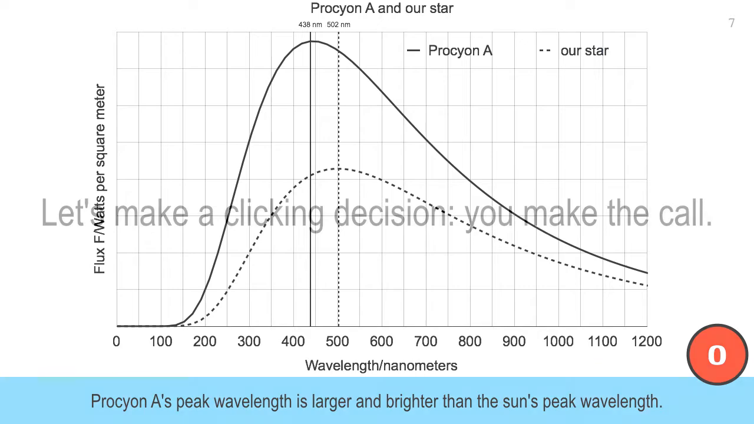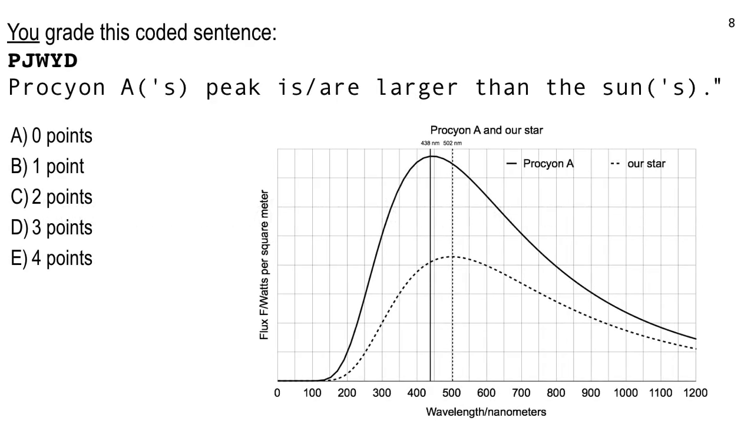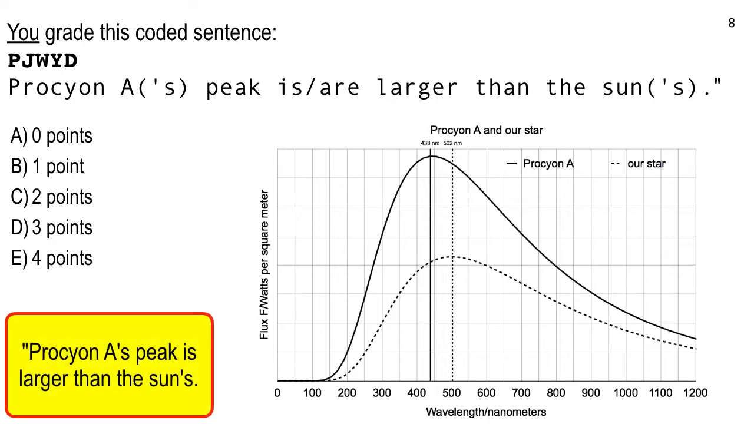So now I want you guys to make a clicking decision, and you're going to make the call on the following code sentence. All right? And go ahead and start the question. This is another one. It's a little shorter. PJWYD. Procyon A's peak is larger than the sun's. Here's the cleaned up version in yellow. Procyon A's peak is larger than the sun's. So how would you grade that? Go ahead and vote.